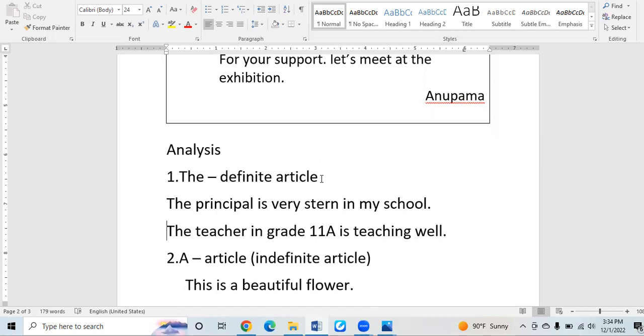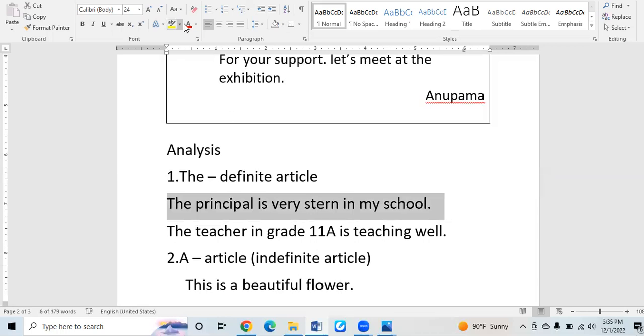If you use this article the in front of a word, that word should be the most relevant word there, and there won't be any other duplicate nouns or objects. So remember, to recognize this article the, you should follow these example sentences. As an example, I have written here: the principal is very stern in my school.